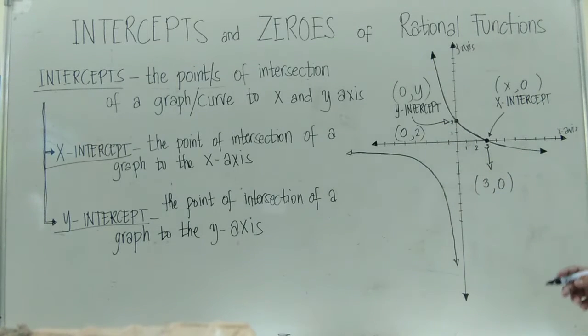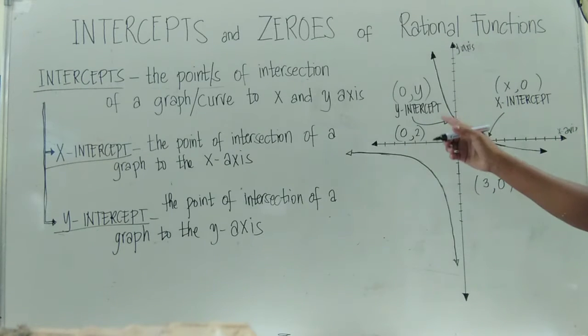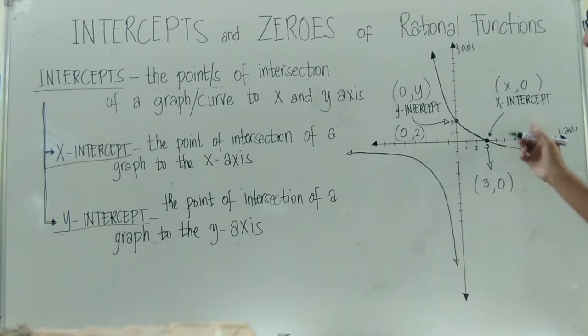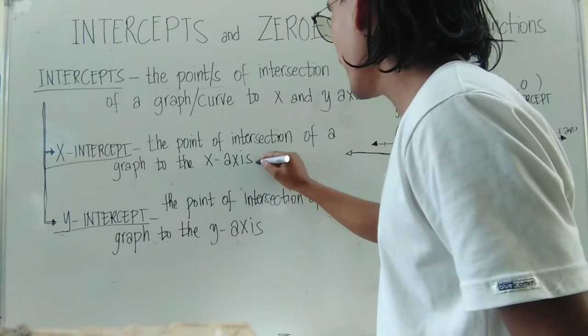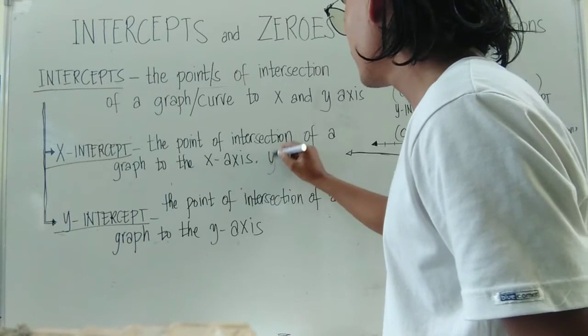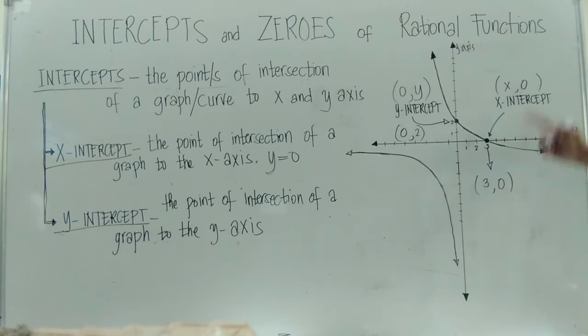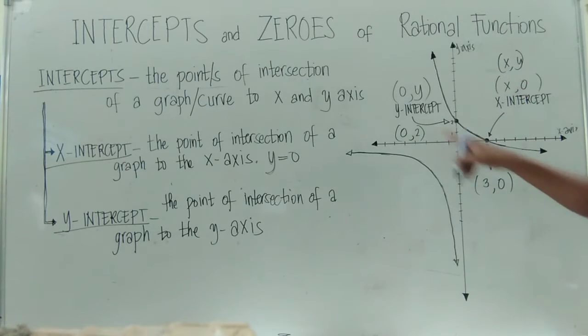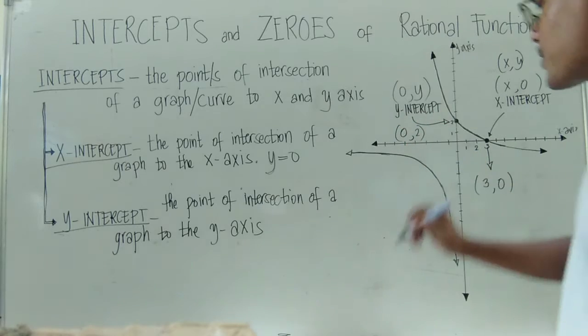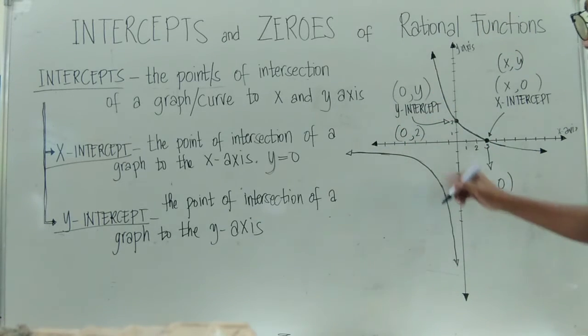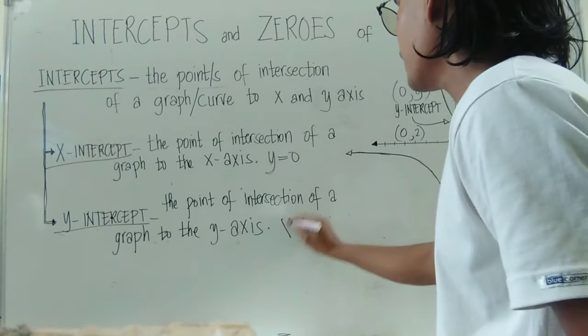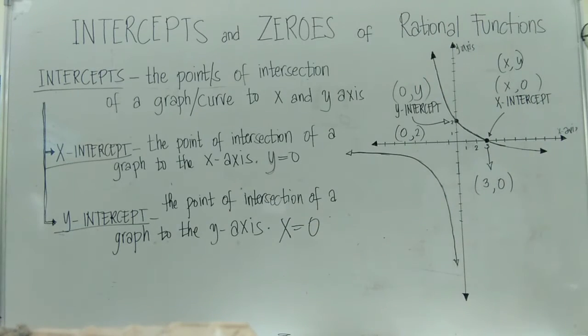As a basic concept of the y-intercept and x-intercept, you can solve the x-intercept when y is equal to 0, because every point has a coordinate of x, y. So we have x is 3 and y is 0. And going to the y-intercept, we can solve the y-intercept when the value of x is equal to 0.